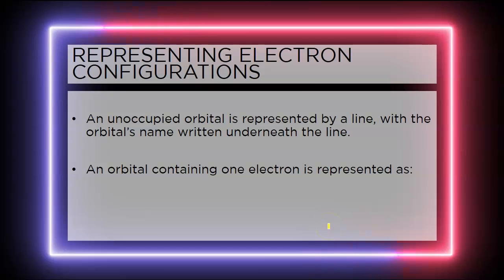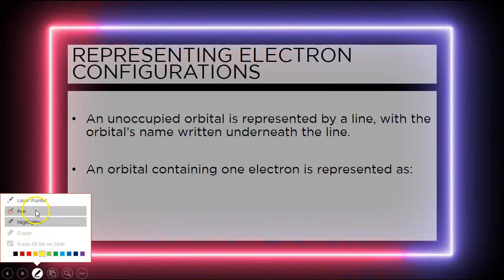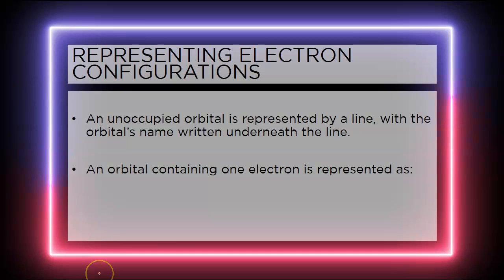So how we represent an orbital and the spin and all this stuff is we are going to write a line for the orbital. So for instance, if I have the 1s orbital, I can write a line and then write 1s under it. And the electron is going to be represented by an arrow, whether that arrow is up or down. The only stipulation there is that you can't have 2 up arrows or 2 down arrows. So that what I drew there would be an orbital containing 1 electron.